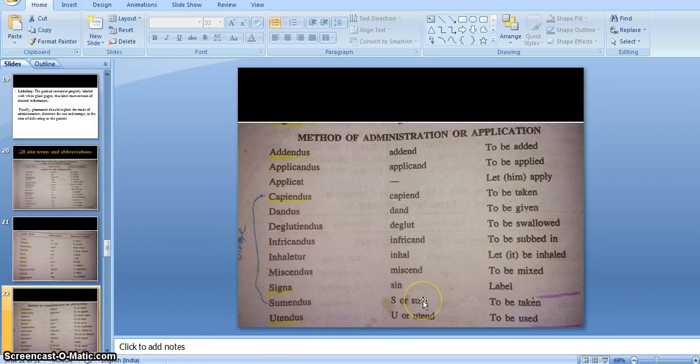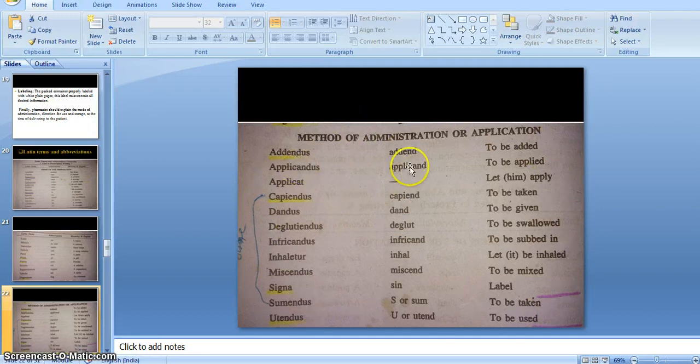It is very important from an exam point of view. You should mug up all these Latin term abbreviations along with the English terms. These terms are very necessary to know, because they are asked every year.